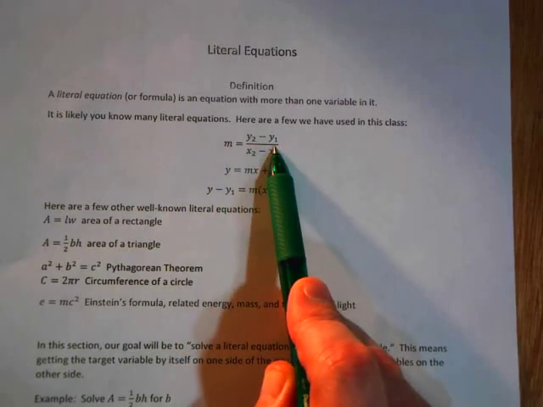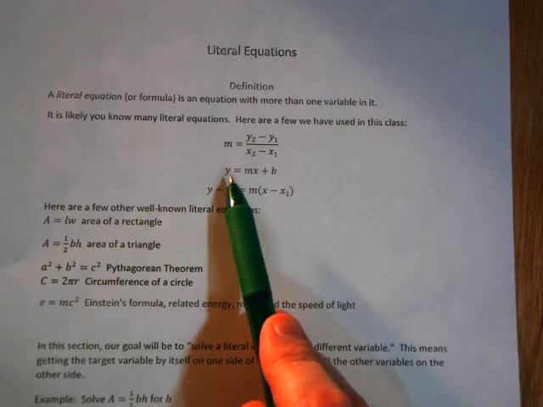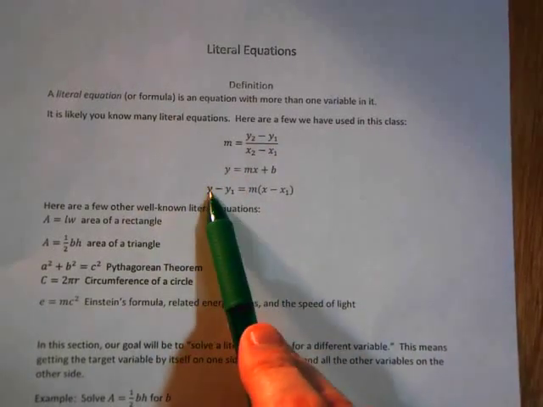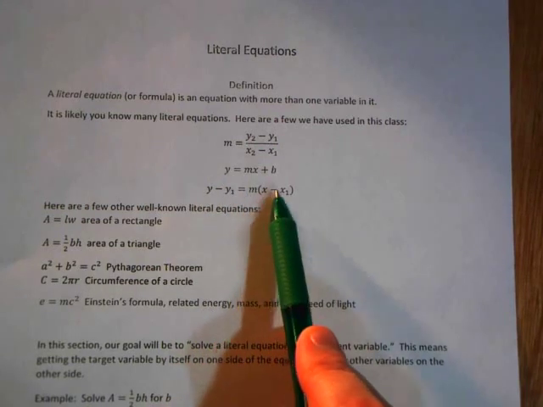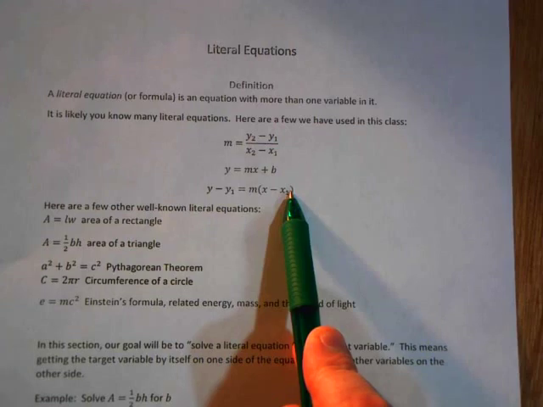M, the formula for slope, has 1, 2, 3, 4, 5 variables in it. Y equals mx plus b has 1, 2, 3, 4 variables in it. Y minus y1 equals m times x minus x1. That has 1, 2, 3 variables in it.